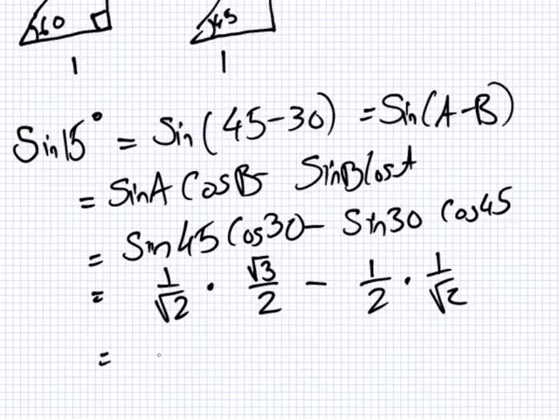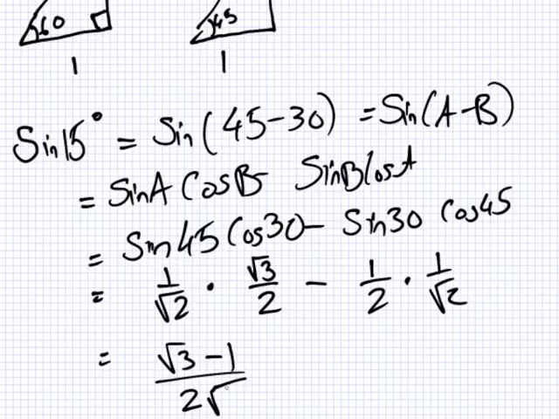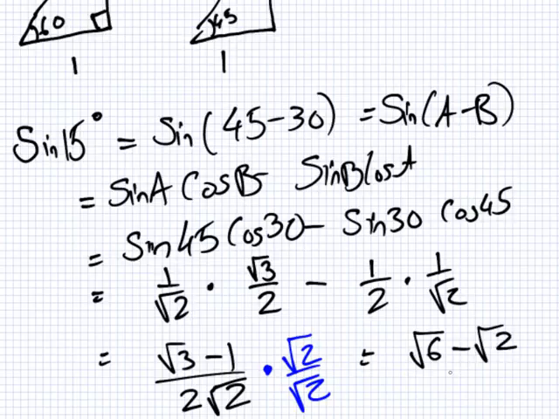So this would equal root 3 minus 1 over 2 root 2. But usually in the exam they also want you to rationalize. So what should I multiply? Well, I'll multiply by a root 2 and a root 2. This will cancel the root 2 in the bottom. So this will be root 6 minus root 2 over 2 times 2, so over 4.